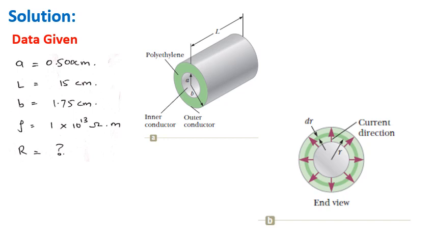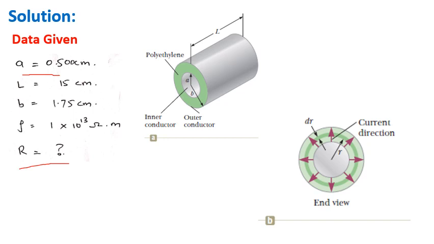So the data given was radius of the inner conductor, which is 0.5 centimeters. Okay, and length is 15 centimeters. Radius of the outer conductor is 1.75 centimeter, and rho is 1 into 10 to the power 13 ohm meter, and we are to find this R. So how to find R?